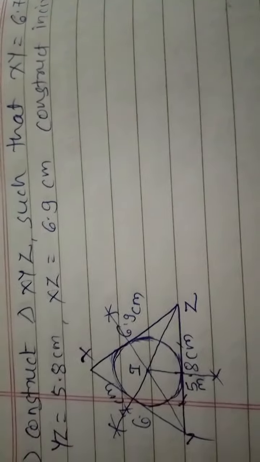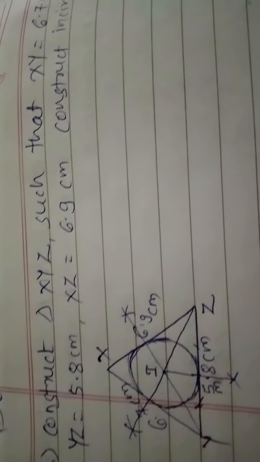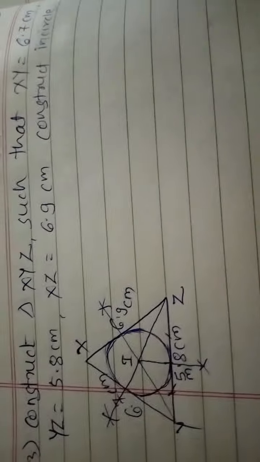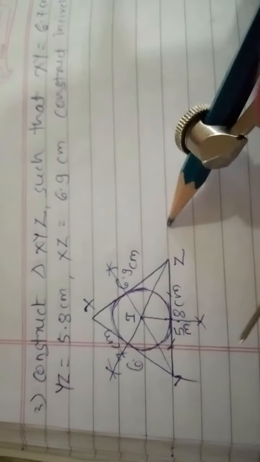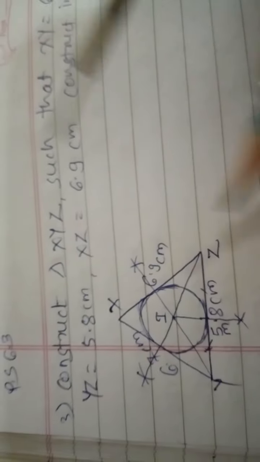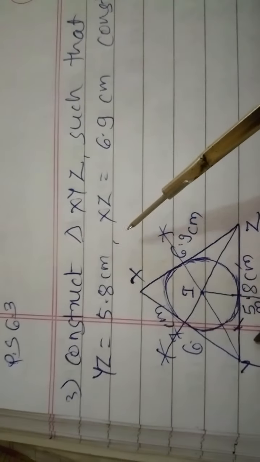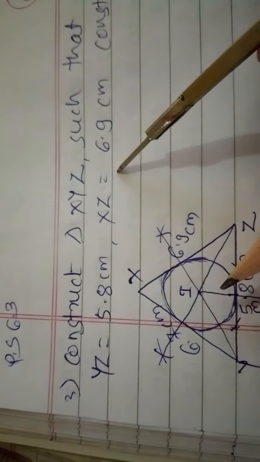So in the previous lecture we have already seen how to draw the incircle and circumcircle. To draw the circumcircle, we have to draw the perpendicular bisectors, and to draw the incircle we have to draw the angle bisectors. So before we start, to draw the circumcircle or incircle, we have to draw the rough figure. In this example we are given all three sides, that is XY is 6.7, YZ is 5.8 and XZ is 6.9. So all these three sides are given.